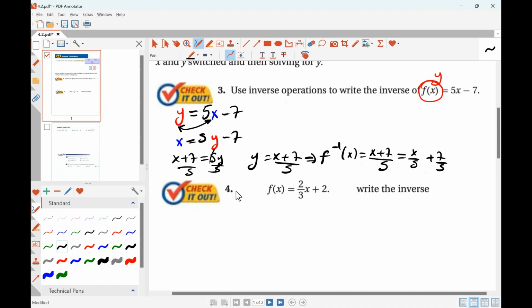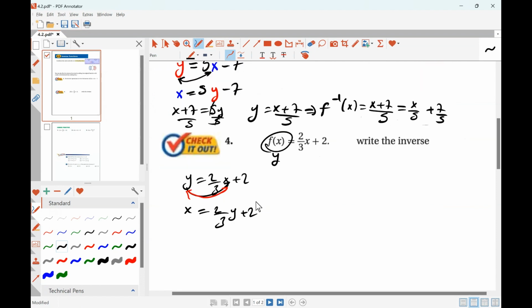So the following question, in place of f of x, let's write y equals 2 over 3x plus 2. Switch x and y. In place of x, you write y. In place of y, you write x. x equals 2 over 3y plus 2. And isolate y. Bring 2 to the other side. x minus 2 is 2 over 3y.